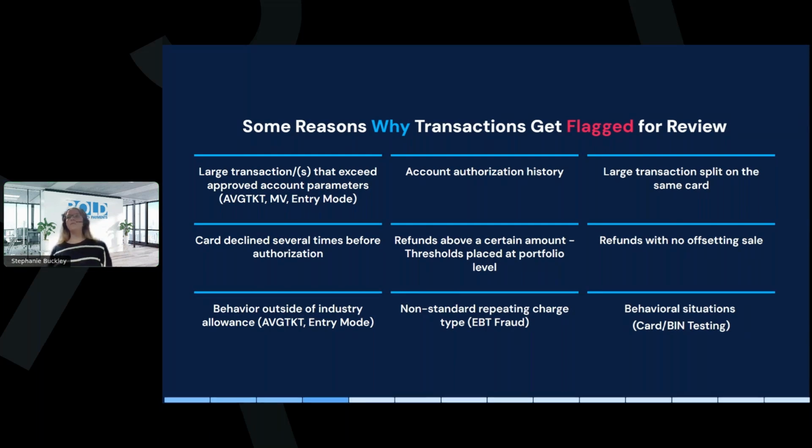So, as mentioned, even account authorization history. If they've been with the processor for several years and are normally running transactions between $100 and $500, and then they process a $1,000 transaction, or more so like a $15,000 transaction, that's going to cause a flag and reason for a review to be started.